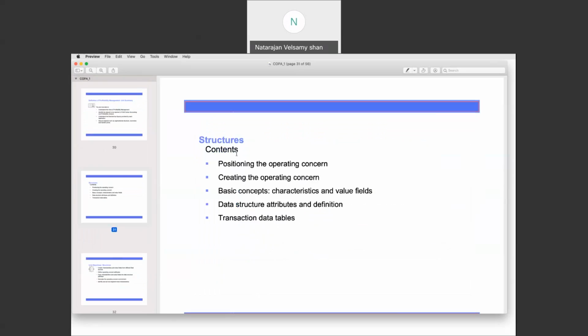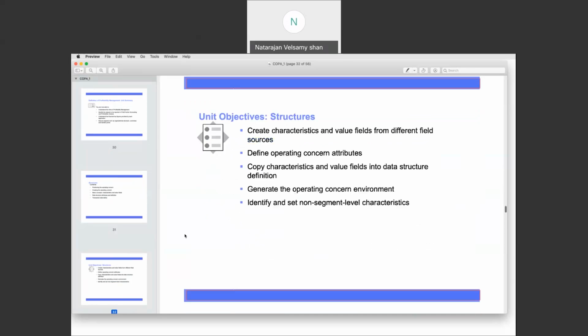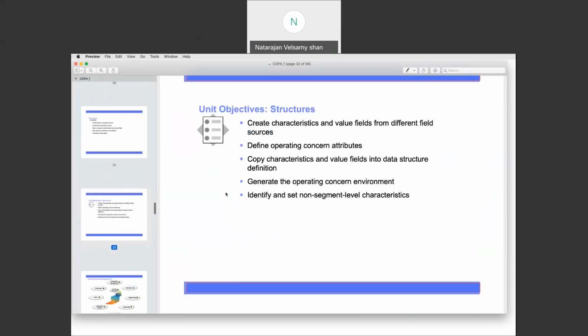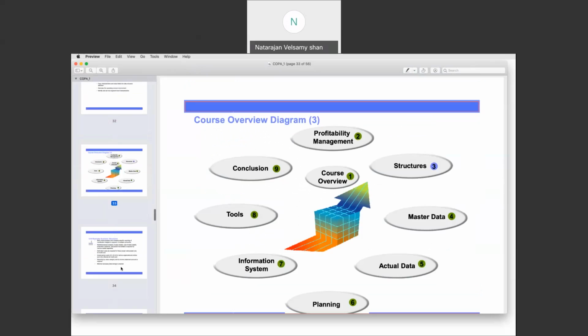Structure contents, positioning the operating concern, creating the operating concern, basic concepts, characteristics, value fields, data structure attributes, transaction databases. The objective is to create characteristics and value fields from different field sources, define different operating concern attributes, copy characteristics and value fields into the data structure definition, generate the operating concern, and identify and set non-segment-level characteristics. Now we are entering into the structures.